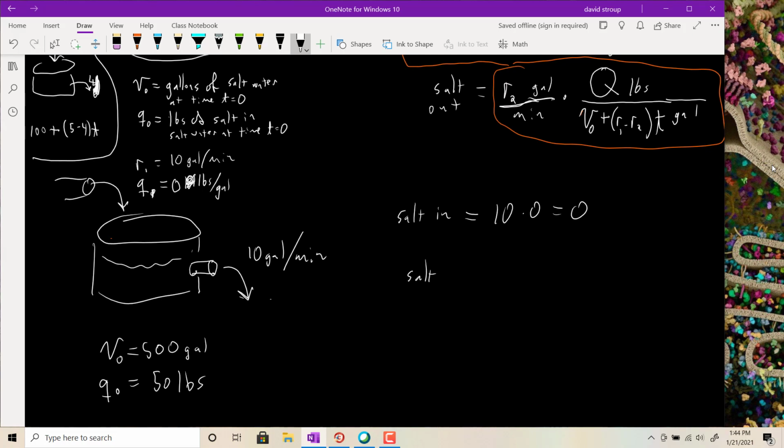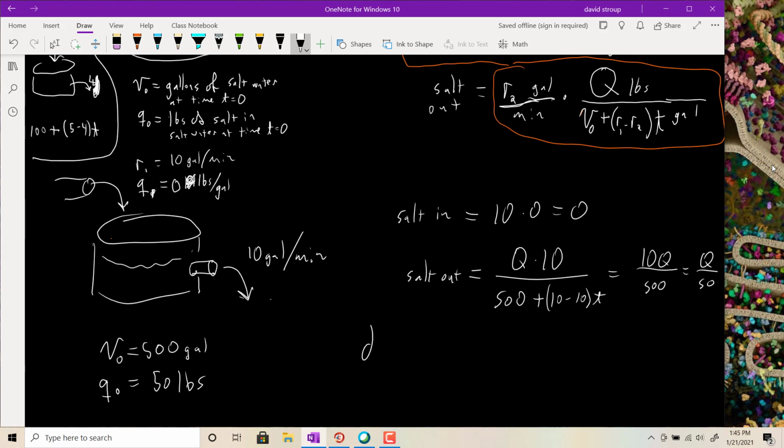Salt out is going to be Q times R, which in this case is 10, all over V sub 0, which is 500, plus R1 minus R2, which are just both 10 times T. So that'll be 10Q all over 500, in other words, Q over 50.